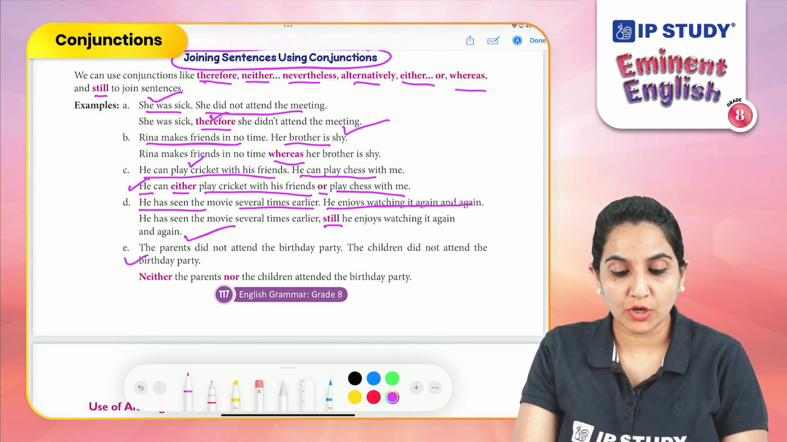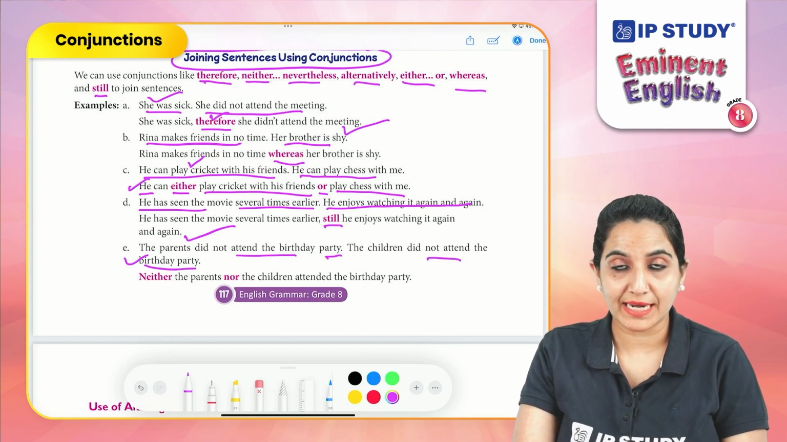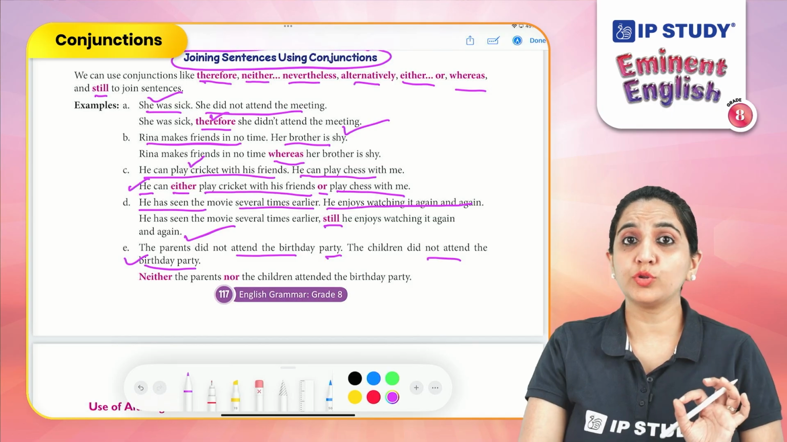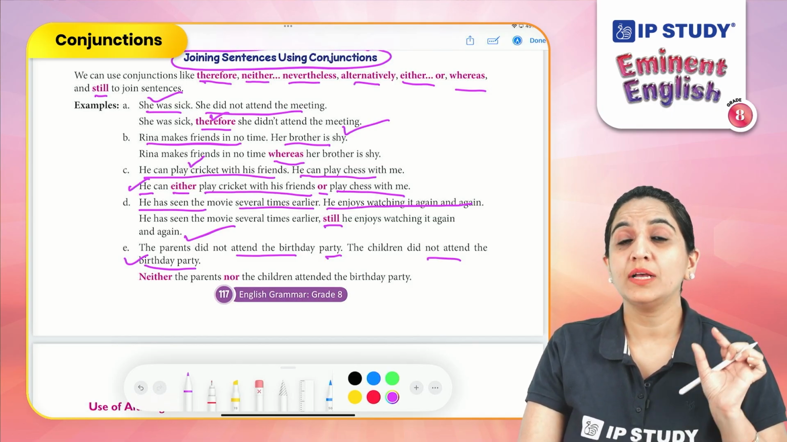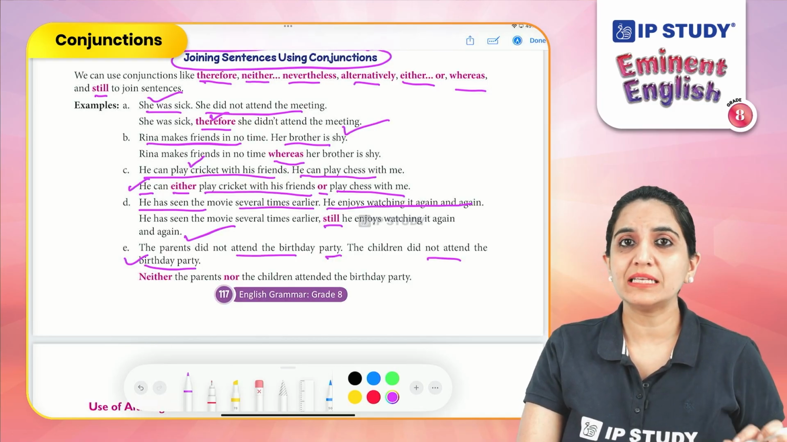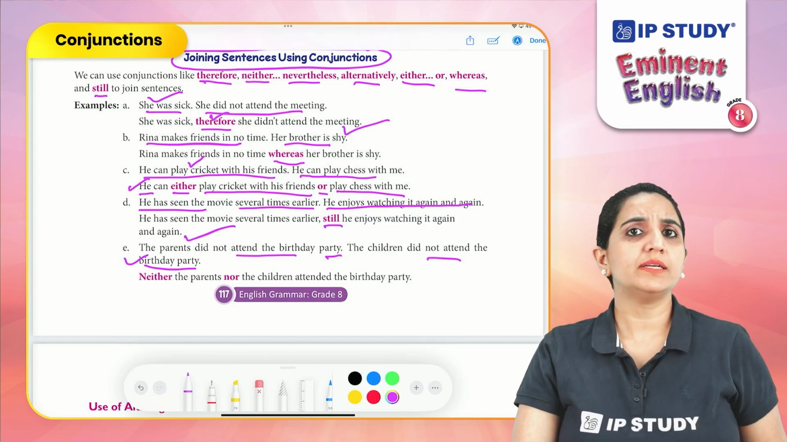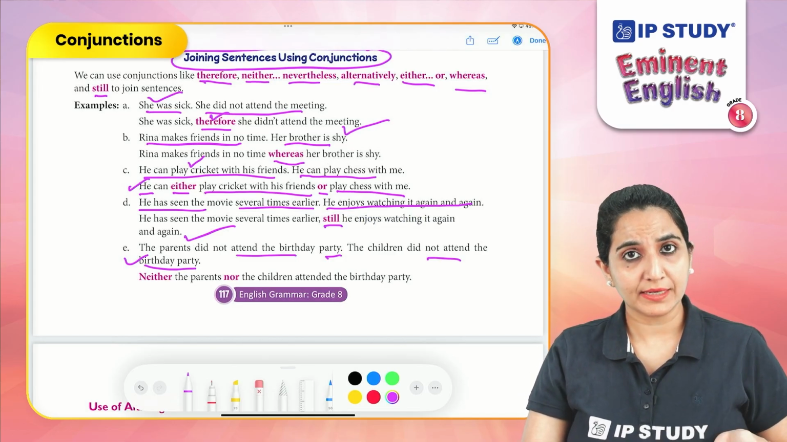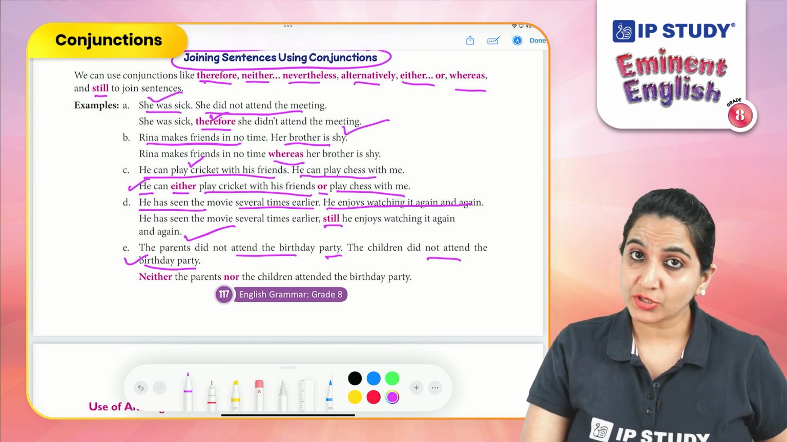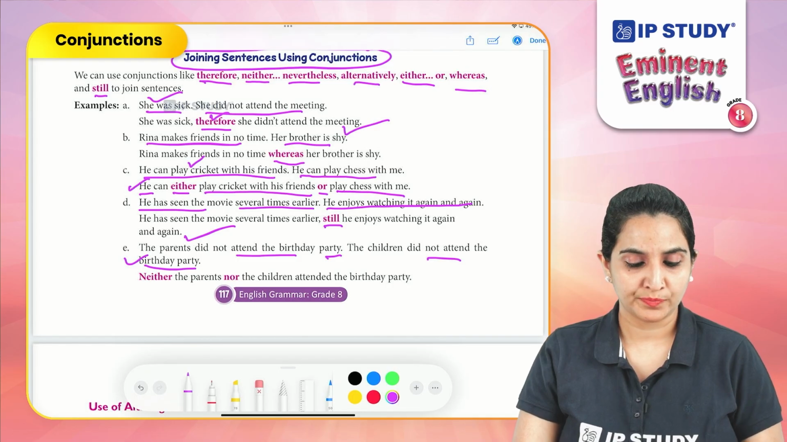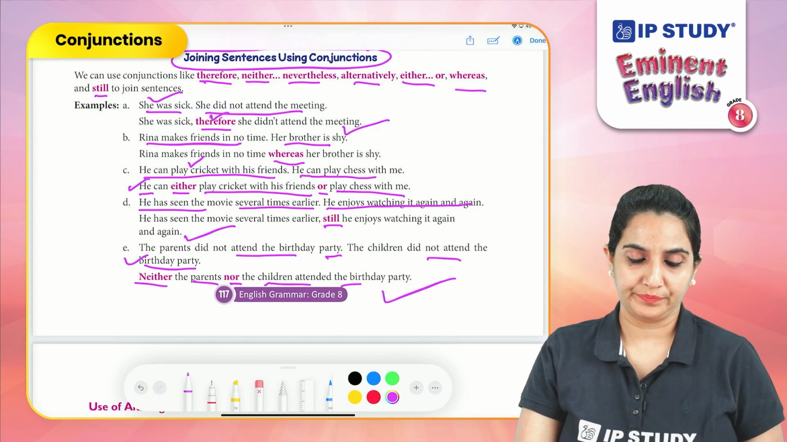The parents did not attend the birthday party. The children did not attend the birthday party. Now we are stating similar facts, and both of those statements are in a negative sense. So when we join two sentences where both the statements are in a negative sense, we use the conjunction neither nor. Similarly, as we use either or together in a sentence but at different positions, we place neither nor together in a sentence but at different positions. Neither the parents nor the children attended the birthday party.